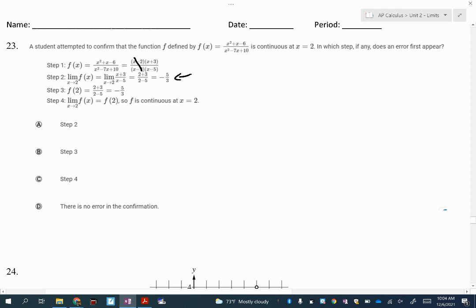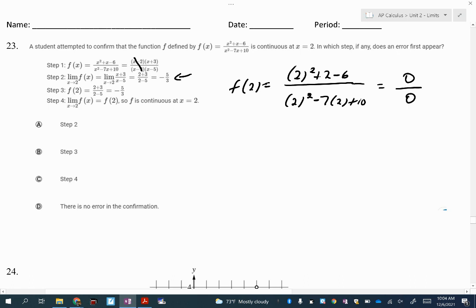But here's the problem. When you do f of 2, you actually have to plug 2 into the original. So they should have done 2 squared plus 2 minus 6 over 2 squared minus 7 times 2 plus 10, which is going to give you 0 over, let's see, 4 minus 14. Yeah, it's going to be 0 over 0. So it looks like step 3 is the problem. And it's not continuous because you have a hole, so we have removable discontinuity at x equals 2. So even though the limit does exist, it's not continuous.